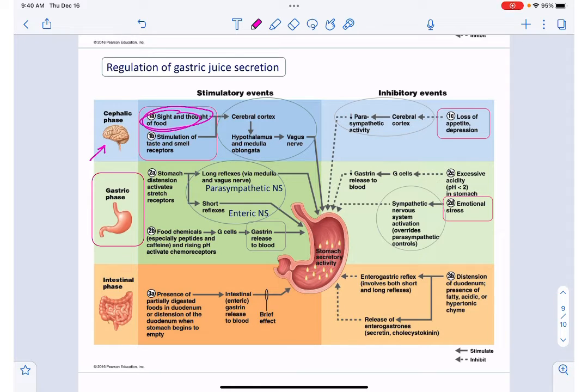And all of those conscious thoughts, that conscious visualization of food, occurs at the level of the cerebral cortex. Then the cerebral cortex is going to send that information to unconscious levels of the brain, namely the hypothalamus and medulla oblongata. And then these levels of the brain are going to activate motor neurons, which travel down the vagus nerve and act on the stomach and stimulate gastric juice secretion.